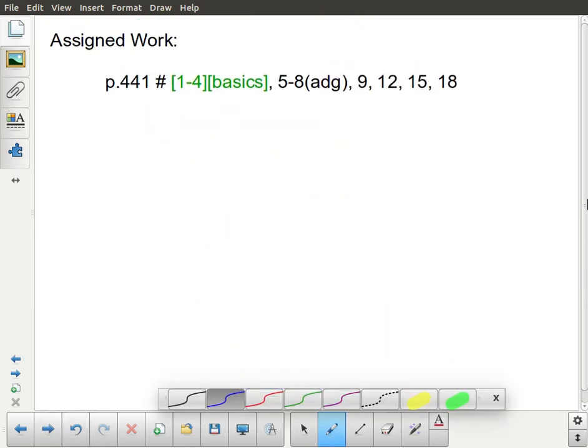Okay, and that's it for arithmetic sequences. I'm going to follow this up with the next type of sequence. I quite often will do these two lessons as a single lesson, but I thought for the videos I would break it up into two.